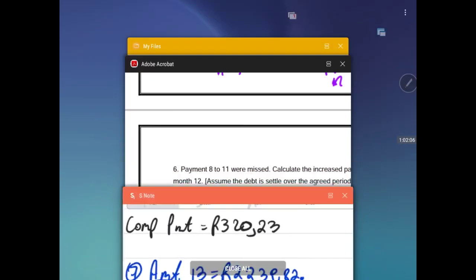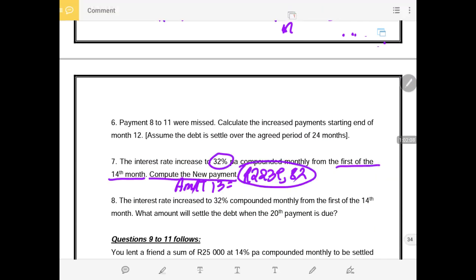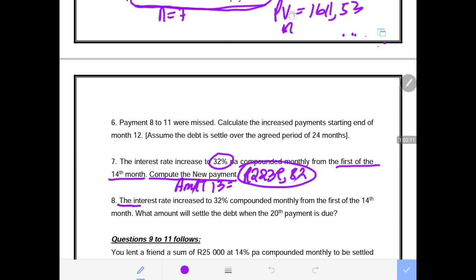Now let's go to the next question, which is the last question, number 8. It says the interest rate increased to 32% per annum compounded monthly from the 14th of the first month. That we know. What amount will settle the debt when the 20th payment is due? That means this 14th payment is aligned with the previous one. Now, what does our calculator know? We want to know what amount will settle the debt when the 20th payment is due.